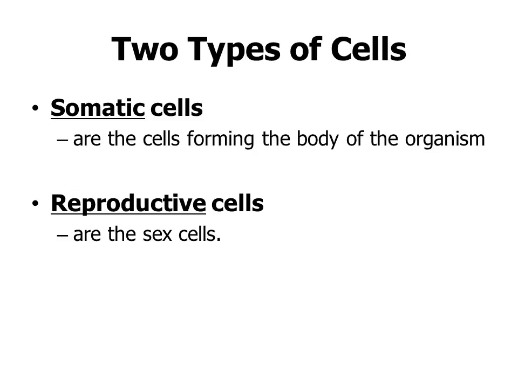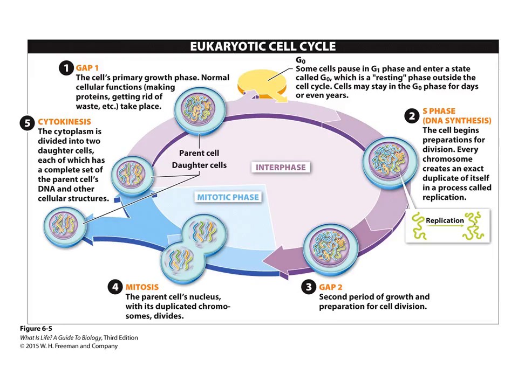So somatic cells and reproductive cells use different methods of producing new cells. Somatic cells are going to use mitosis, and then reproductive cells are going to use meiosis. Unfortunately, they sound similar, so you'll have to work on trying to memorize that.